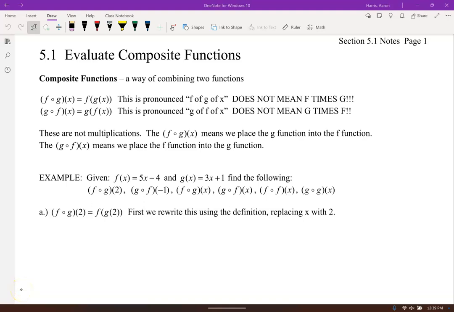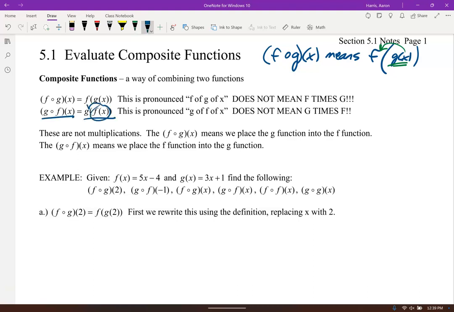So composite functions are a way to combine two functions. What this means: f of g of x means g of x is the input into f. And if it's the other way around, g of f of x, then f of x is the input into g.